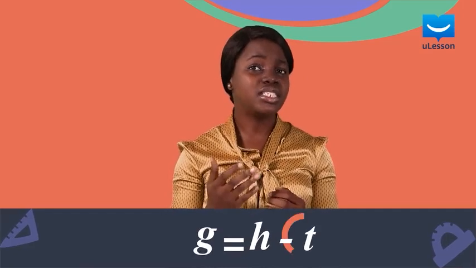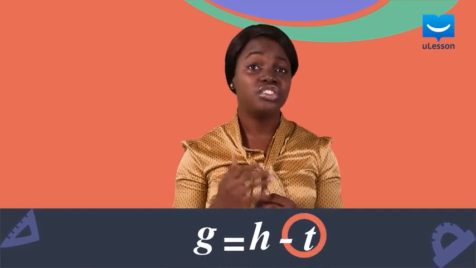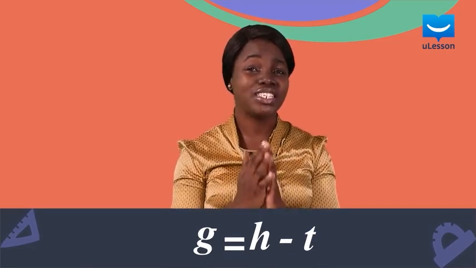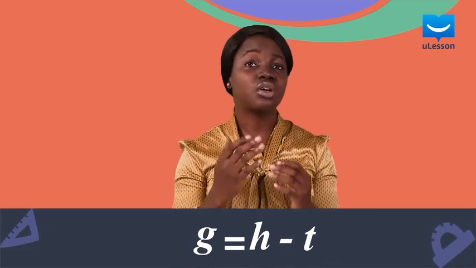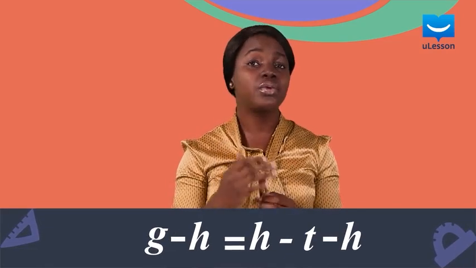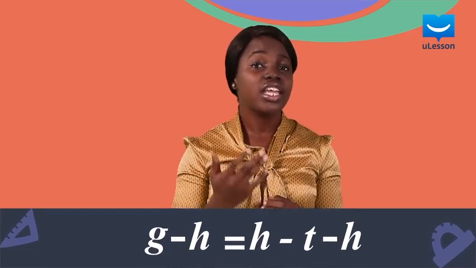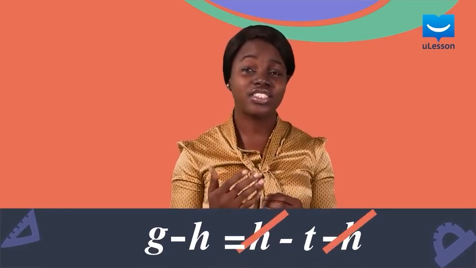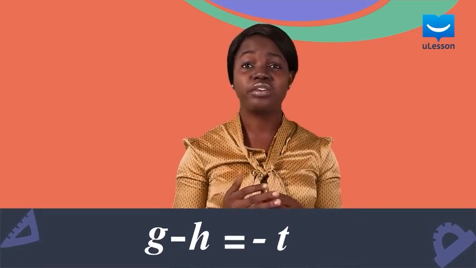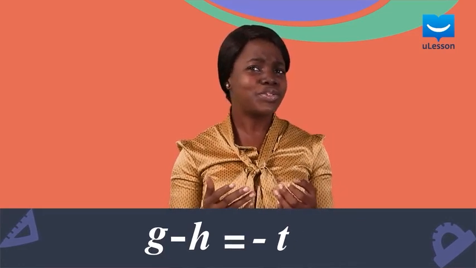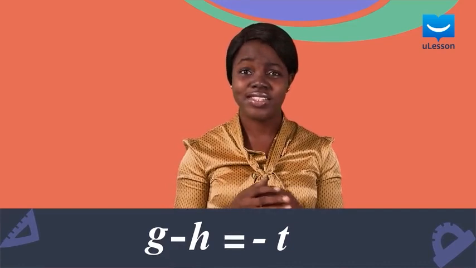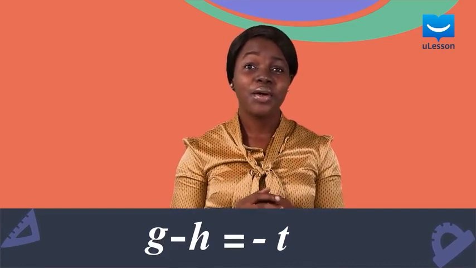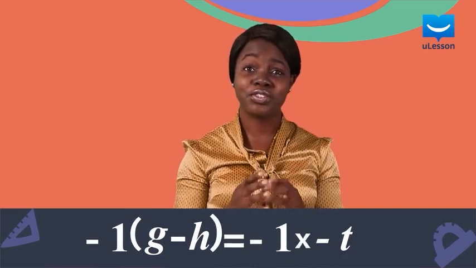Next, can we make t the subject of formula in the equation g equals h minus t? Note here that we are to make t the subject of formula. And if we subtract h from both sides, we will have g minus h equals h minus t minus h, and therefore arrive at g minus h equals minus t. But we are supposed to make t the subject of formula, not minus t. What can be done to make minus t positive? We can multiply both sides by minus 1.